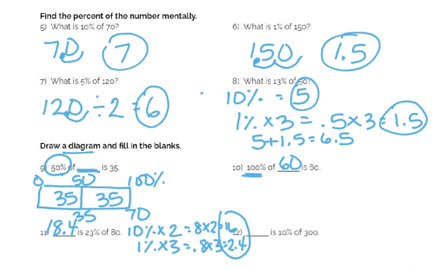And then what number is 10% of 30? 10% is easy. Just move the decimal point over one time, and it is 30. I think I said that wrong. 10% of 300 is 30. If I said that wrong, you can email me and say, Miss Lott said it backwards.